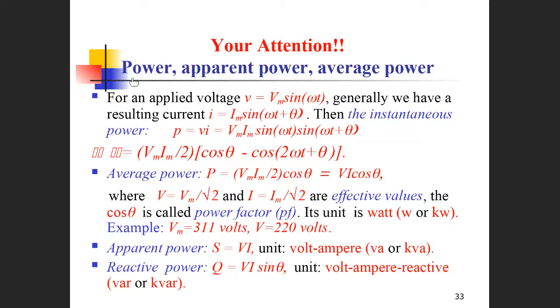It is different from the DC circuit. In the AC circuit, we have three different powers. The first one, as we learned in the tutorial session, is the average power. The average power is defined as the product of the voltage, the current, and another one, the power factor.